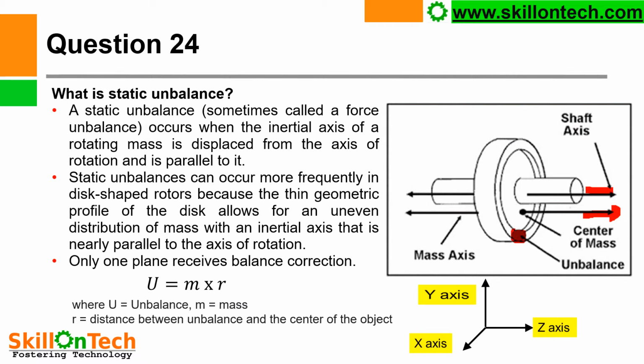Static unbalance can occur more frequently in disc-shaped rotors because the thin geometric profile of the disc allows for an uneven distribution of mass with an inertial axis that is nearly parallel to the axis of rotation. Only one plane receives balance correction. So in static unbalance, only single plane balance correction is required. U equal to m into r, where U equal to unbalance, m equal to mass, r equal to distance between unbalance and center of the object.